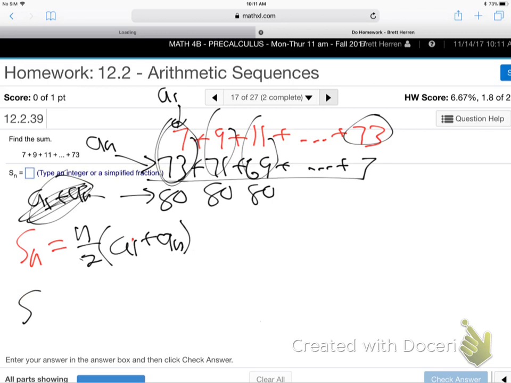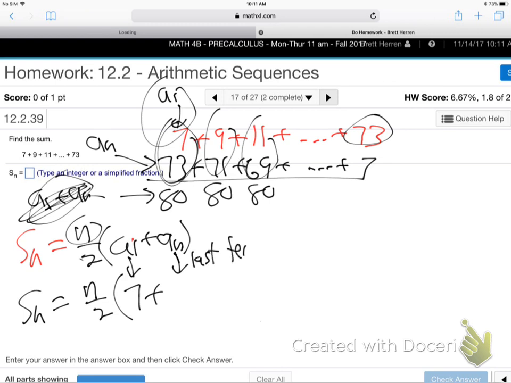So here we go. All right, n. What's n? I don't know. Let me hold off on n. What's a1? 7, huh? That means a1 means first term, doesn't it? Now, what's an? Last term.